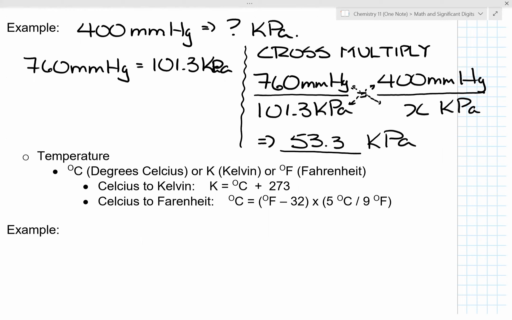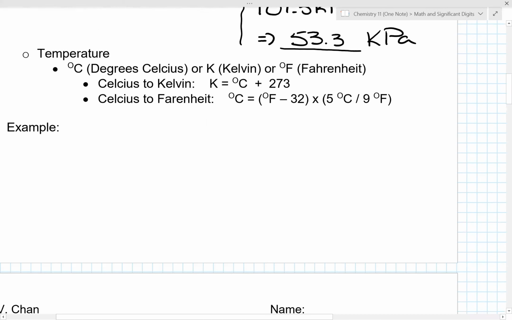And you'll be exposed to that a little bit later on in your first year chemistry courses, or if you plan to take AP or Chem 11 honors, we'll be using that a little bit later on. So let's say, for example, you wanted to go from 390 Kelvin to degrees Fahrenheit.